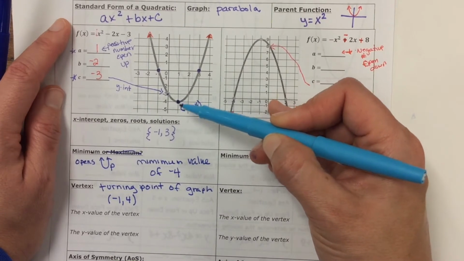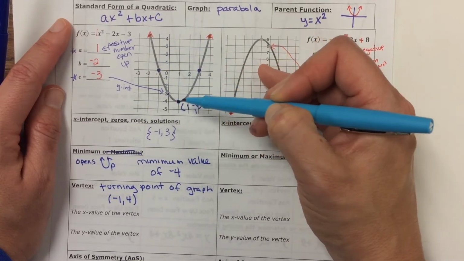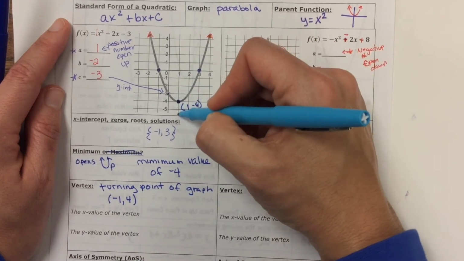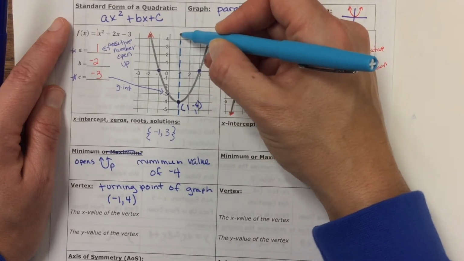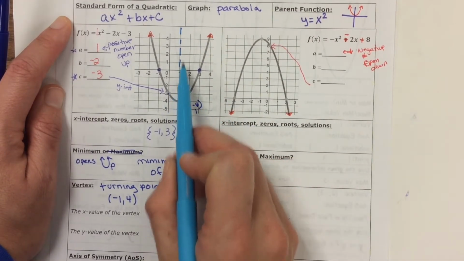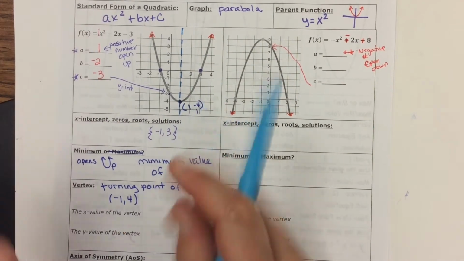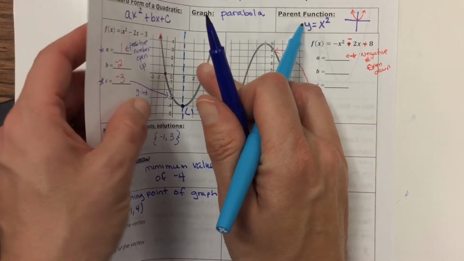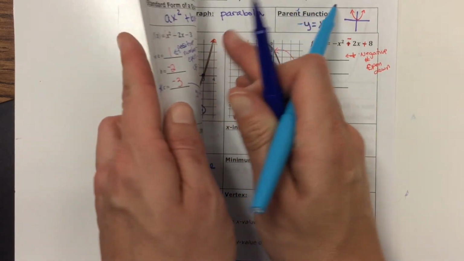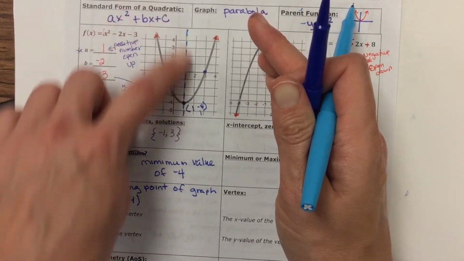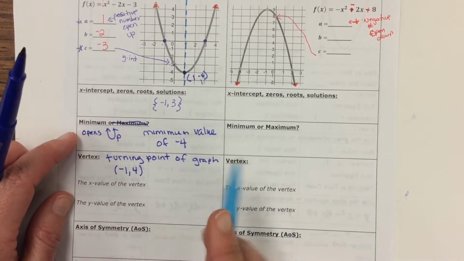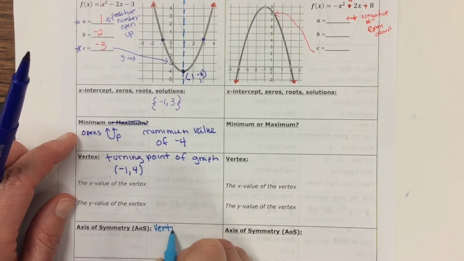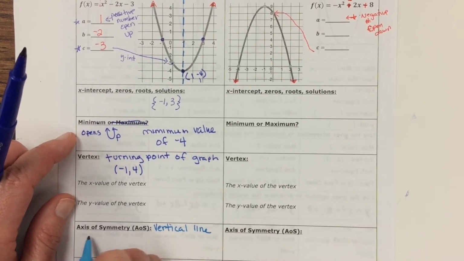the vertex marks a place where the graph turns, which gives us this idea that there is this vertical line that goes through the vertex and it splits this graph in half. So if I took my paper and folded it on the dotted line, this half of the graph would fold on top of the other half of the graph. That's called a line of symmetry, but in algebra we call it an axis of symmetry. It will always be a vertical line that splits the graph in half.